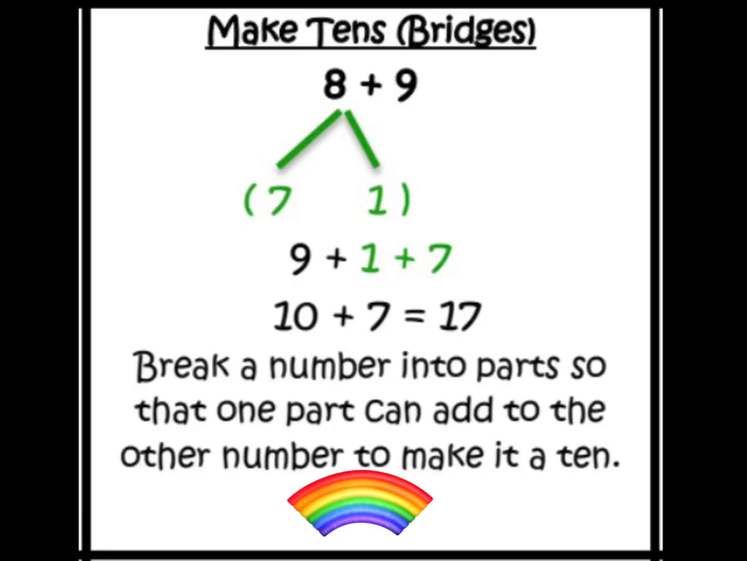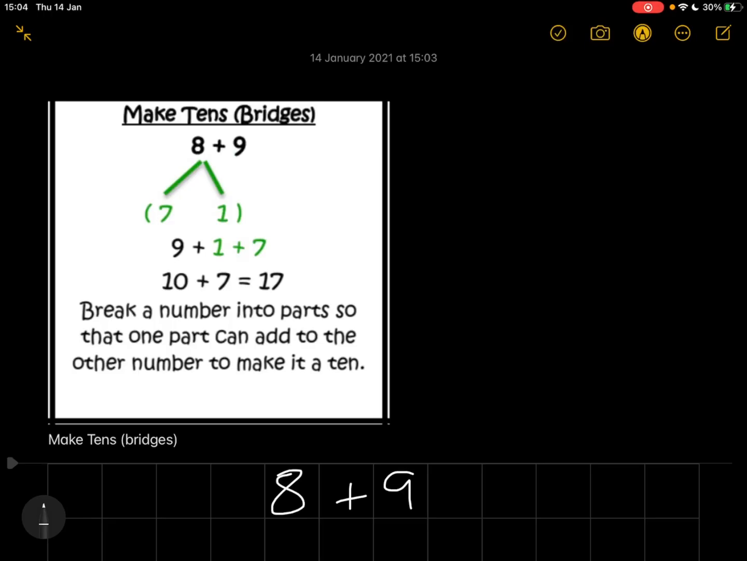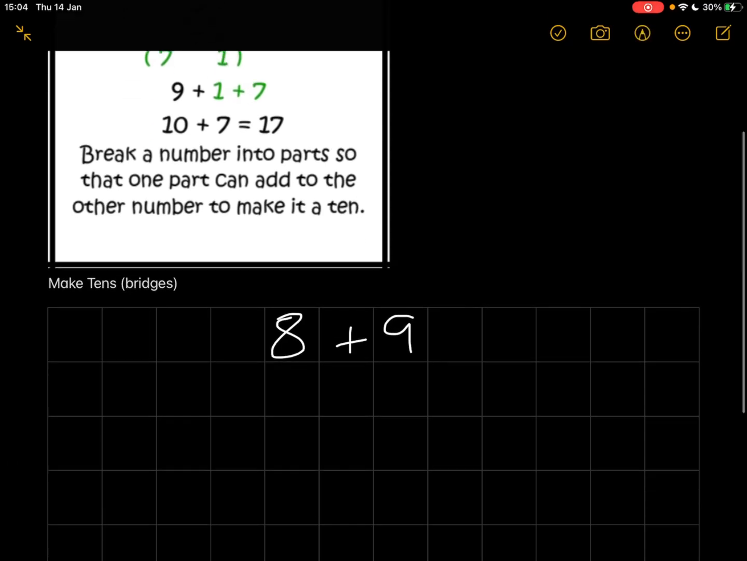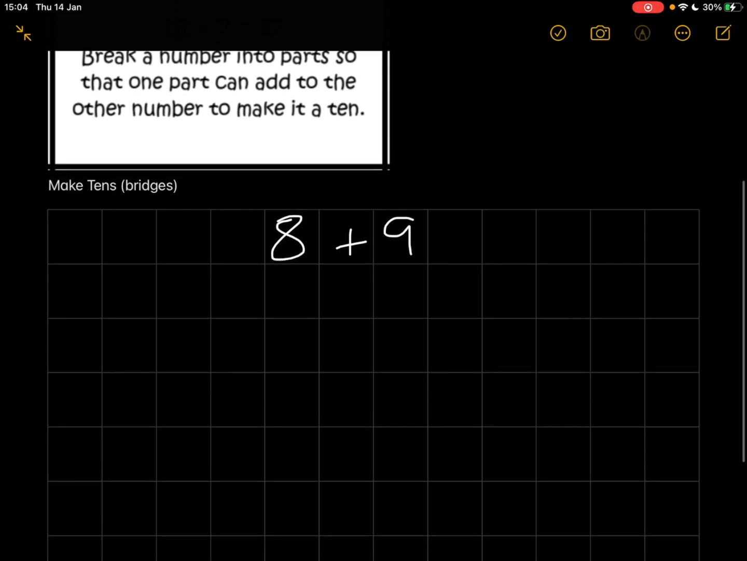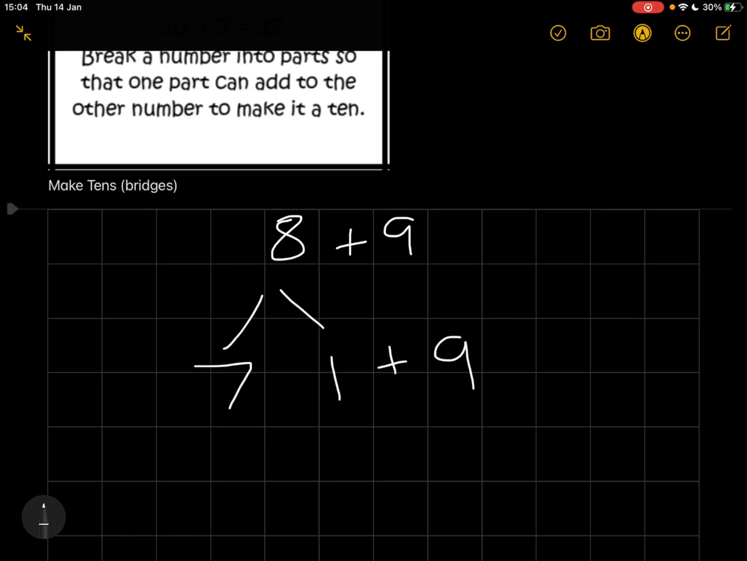Make tens or bridges. Break a number into parts so that one part can add to the other number to make it a 10. Because we know how to bridge, what we can do is put things into bundles of 10. That means if I'm looking at something like 8 and 9, I know that I can take 1 from the 8, add it to the 9 to make 10, which leaves me 7 to add.